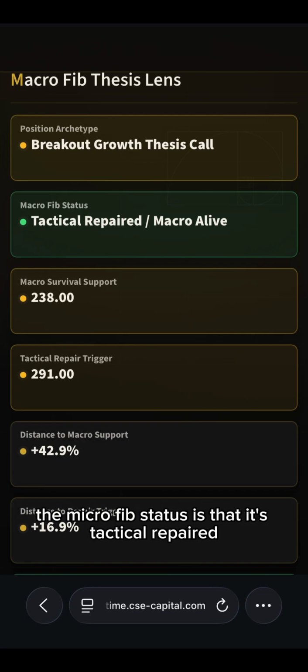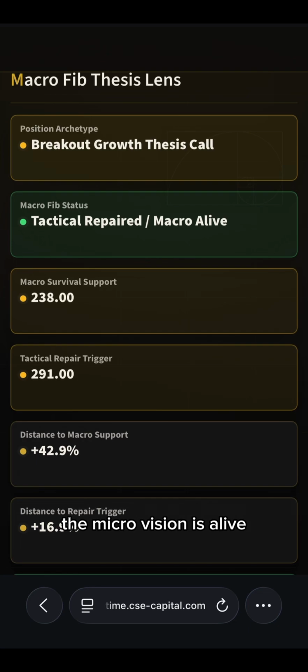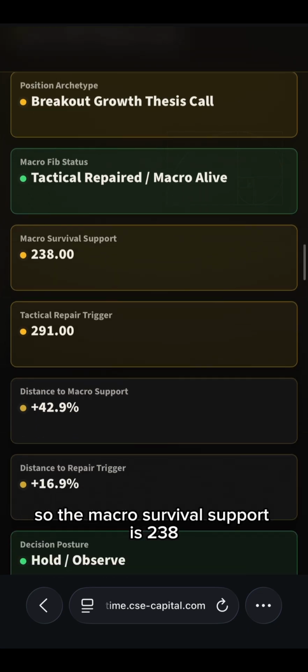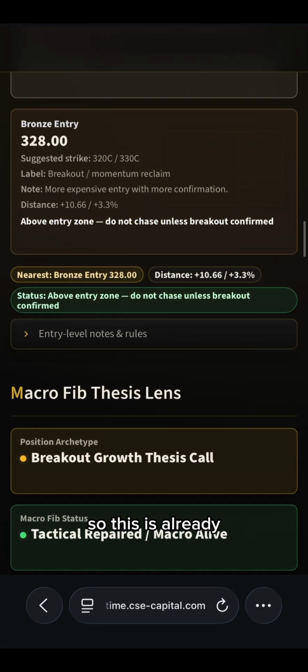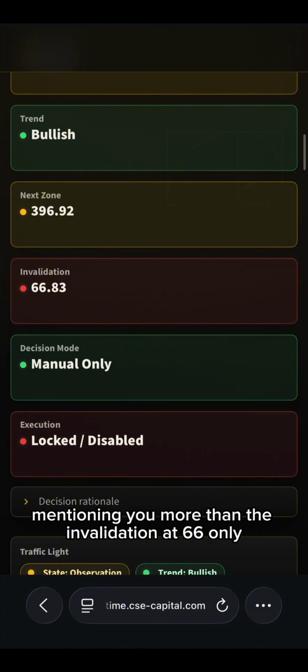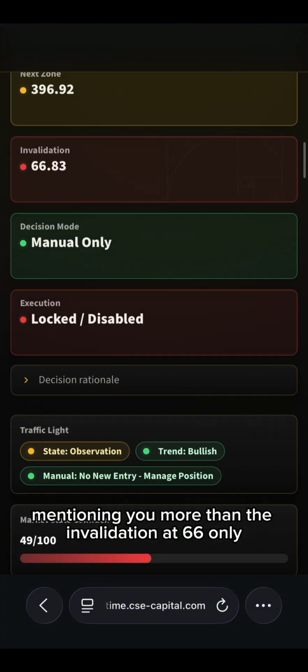The macro Fib status is that it's tactical repaired. The macro vision is alive. The macro survival support is 238. So this already tells you more than the invalidation at 66 only.